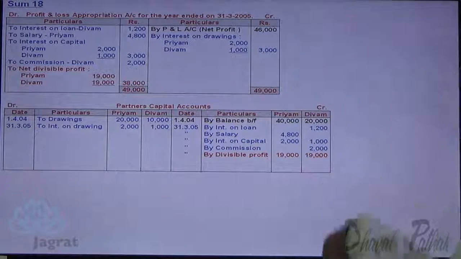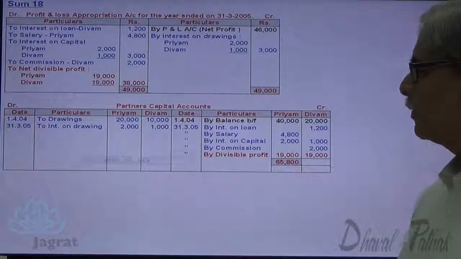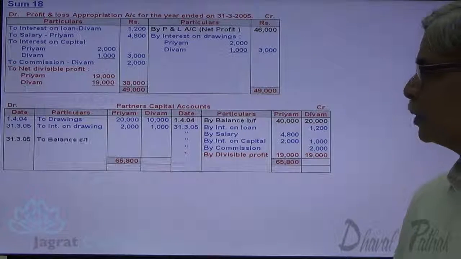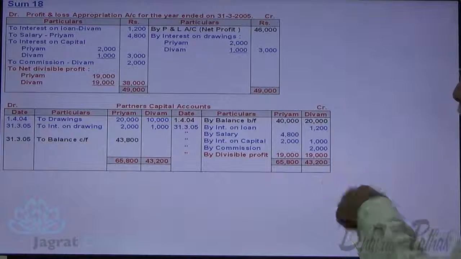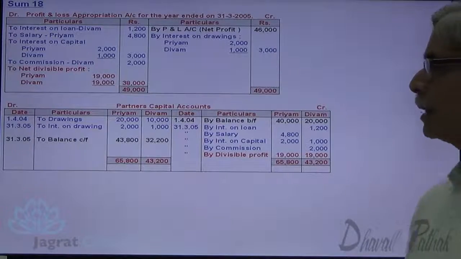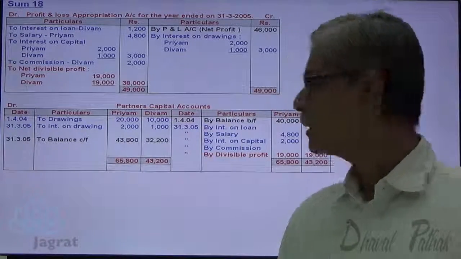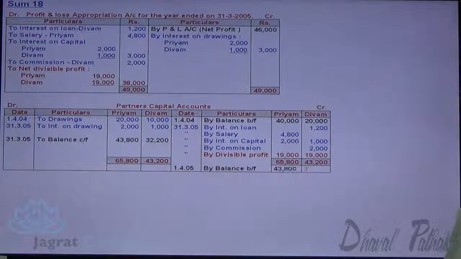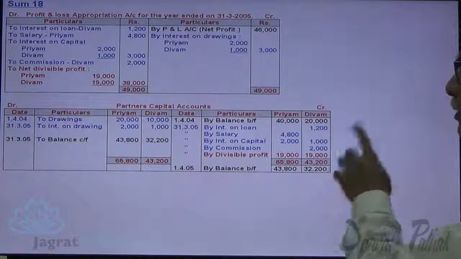Now I want to find out the balance of capital account. Total of credit minus total of debit 22,000. There is a closing balance 43,800. Similarly, total of credit is 43,200 minus 11,000. There is a balance of 32,200. This closing balance becomes opening balance for the next period. So brought forward balance is 43,800 and 32,200.